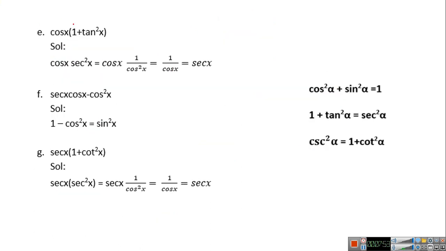Now, we know that 1 plus tangent square x equals secant square x. Okay, so secant is 1 over cosine square. Cosine and the square get rid of. So 1 over cosine x is secant x. Secant and cosine, secant is the inverse of cosine. Secant is 1 over cosine times cosine is 1. 1 minus cosine square x equals sine square x.